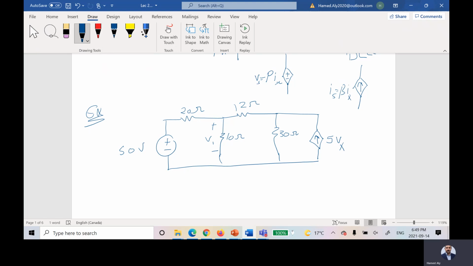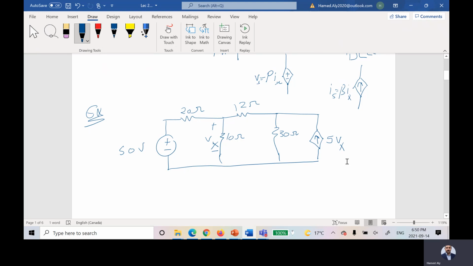But how come I have 5 Vx? Yes, 5 Vx. This is Vx. Which means this guy is a dependent current source. It is depending on the voltage between these 2 points. That's why it is a function of Vx.